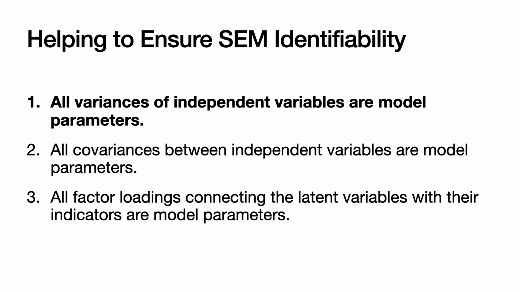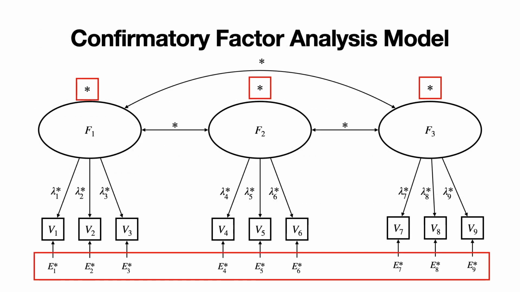Rule 1 is that all variances of independent variables are model parameters. And so let's take a look at the path diagram. For the purpose of identifying variances and thinking about the independent variables, the error terms are considered to be independent variables because they have one-way arrows going from them into the manifest variables. And so you can see that we have an asterisk on each of the error terms, E1 through E9, and those represent the variances of those error terms.